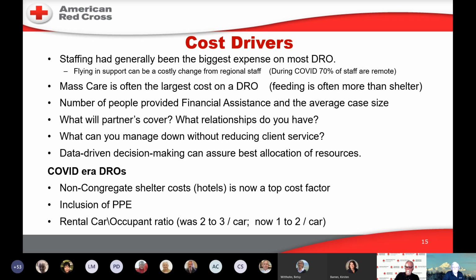Any questions on the cost drivers? This is sort of an important part to think about when you're preparing your plan. And I know a couple of questions came up earlier on that. I see a comment in the chat, and I'll cover you, Carmela, in just a minute here.